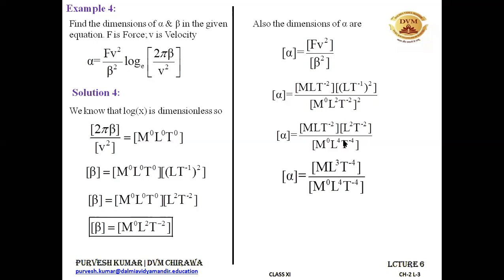So when we solve the numerator and denominator, you are left with m l3 t to the power minus 4 in the numerator, and in the denominator you are left with m0 l4 t to the power minus 4. Cancel this t to the power minus 4 from numerator and denominator. And this l to the power 4, when it moves to the numerator, it becomes minus 4, and you are left with m l minus 1. So the dimensions for alpha become m l minus 1. You can write it like this.